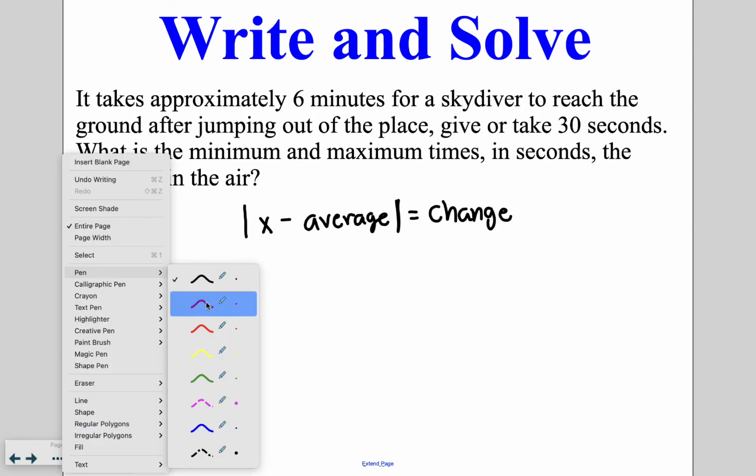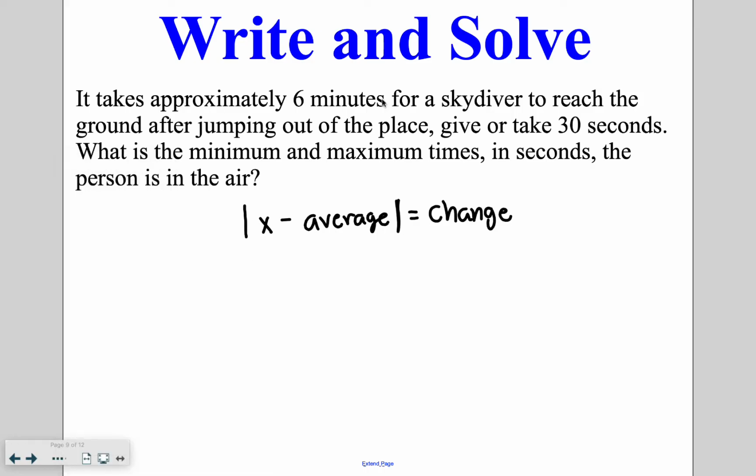So, in this particular problem, it says it takes approximately 6 minutes for a skydiver to reach the ground after jumping out of the plane, give or take 30 seconds. What are the minimum and maximum times in seconds that the person is in the air?